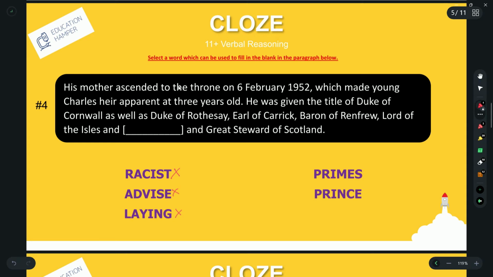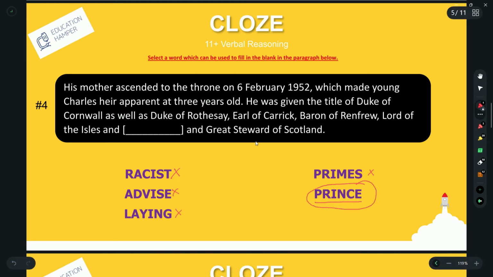So remember, we think he's royalty of some kind. So anything that's perhaps a title around royalty. "Isles" and "primes", that doesn't feel like it fits the context, and "prince". So prince is a royal title. Let's see if that works: Lord of the Isles and Prince and Great Steward of Scotland. In this case, because we suggested that he was in fact royalty, Prince would be the best example here.